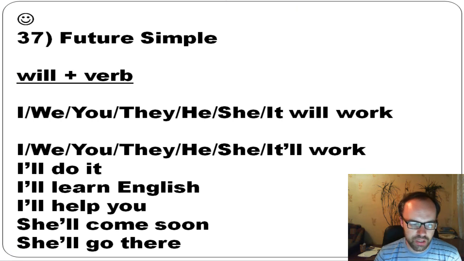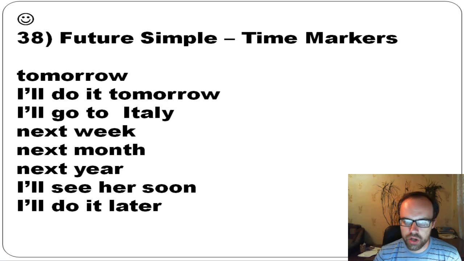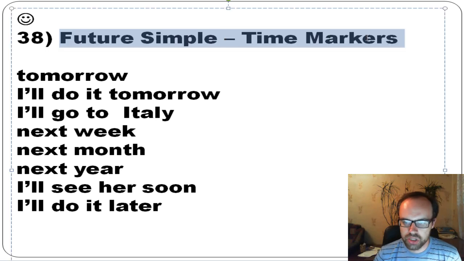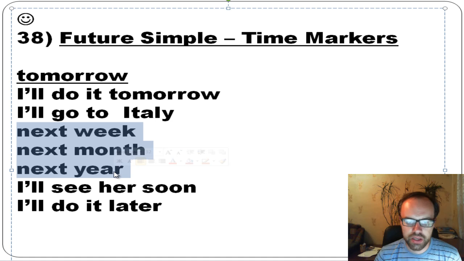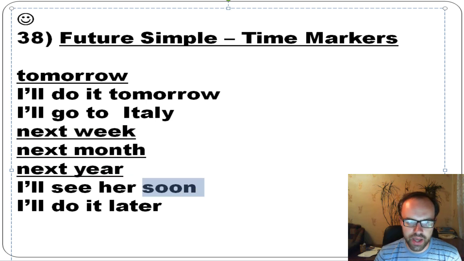Good. You know that when we talk about future simple, there are some time markers. So some words, and we often use these words with future simple. So it's tomorrow. Look, I'll do it tomorrow. And different phrases with next. Okay? So I'll go to Italy next week, or I'll go to Italy next month. I'll go to Italy next year. Then you can have a look at these words, soon and later. It's also about the future. So I'll see her soon, I'll do it later.